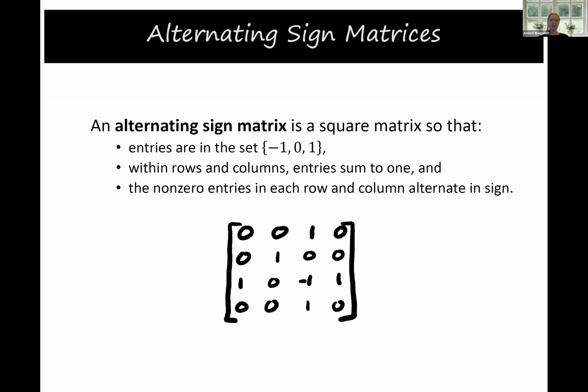Okay, so first of all, the basic object, alternating sign matrices. They're just square matrices with entries in -1, 0, 1, so that within rows and columns, the entries sum to 1. And then the alternating part is that non-zero entries in each row and column alternate in sign. So these conditions together mean that in any row or column, a 1 is going to be the first non-zero entry you see. And then maybe you're done, or maybe you find a -1 and then you alternate back to a 1 eventually. So here's just an example of a 4x4 ASM.